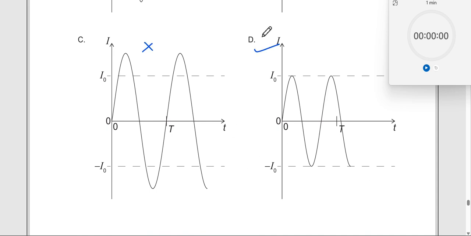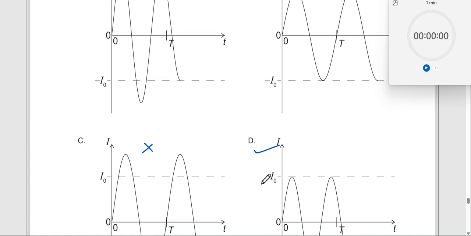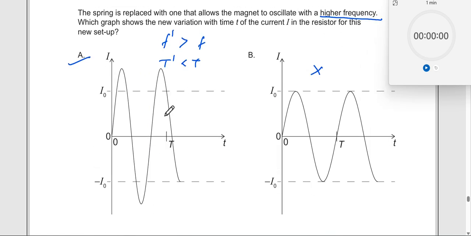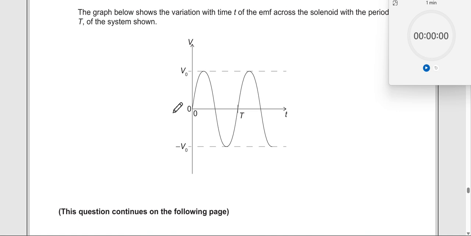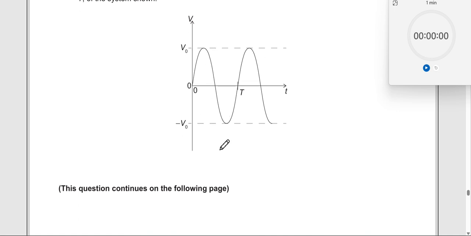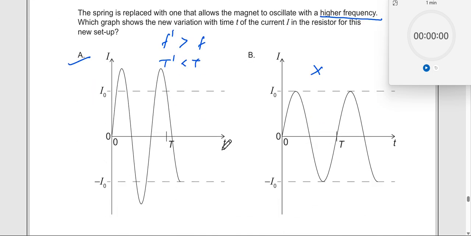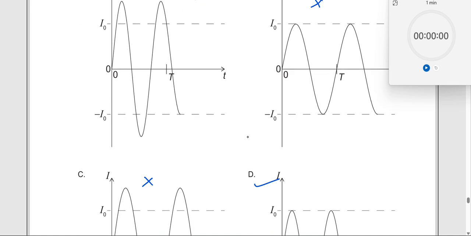Okay, so between these two, what is the difference? Here you see the current is I0. Here the current is greater than I0. Now let us go back to the previous graph. Here it is V0 over here. So V0 and I0 are related. Now let us look at how exactly they are related.